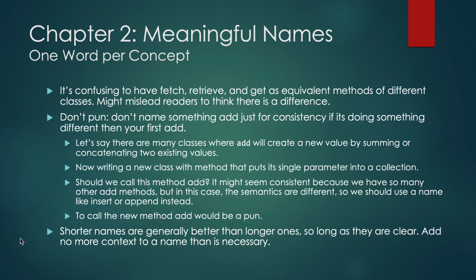Yeah, and then shorter names are generally better than longer ones as long as they're clear. So in general we like short names, but we still prefer clarity over length, right? So try to come up with the shortest word that's clear enough. I think that's the kind of tenet that we go for. And do not add more context to a name than is necessary. Again, this goes back to avoiding misinformation and false information.